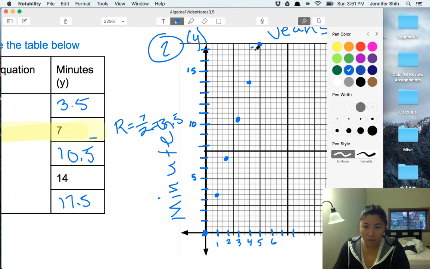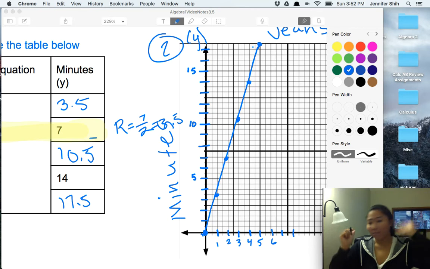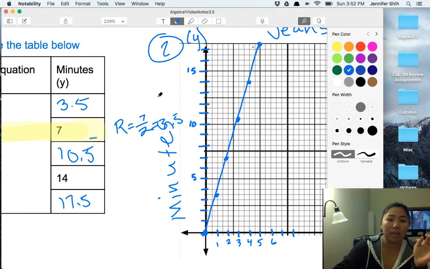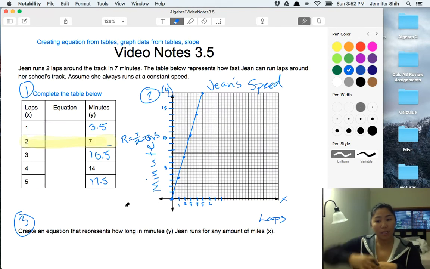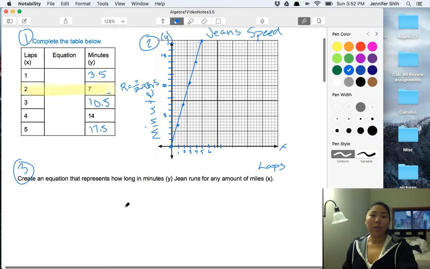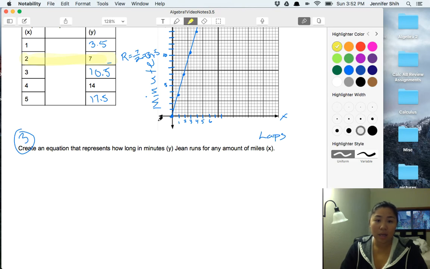Oh boy. I'm going to pause this and then I'm going to draw a straight line. Okay, I did it. I drew a straight line. So what this means is this straight line is proportional. There was a special proportion between the amount of time she ran over the number of laps she completed. So we're going to create an equation that represents how long in minutes, Y, Jean runs for any amount of laps, X.